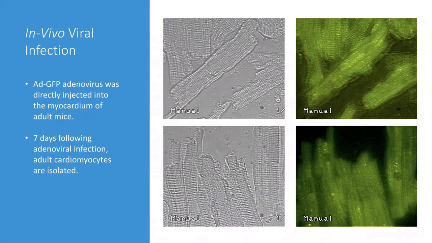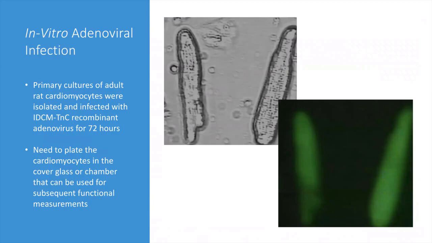The same viral infection can also be applied directly in isolated adult cardiomyocytes in culture. Shown here are cardiomyocytes infected with adenovirus carrying a mutant cardiac troponin C gene that was identified from patients with idiopathic dilated cardiomyopathy.